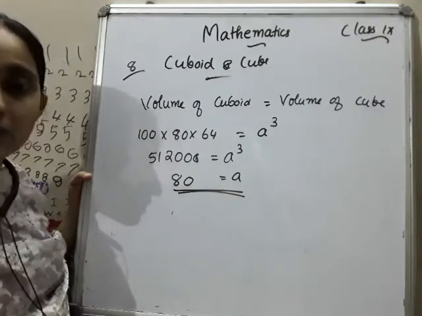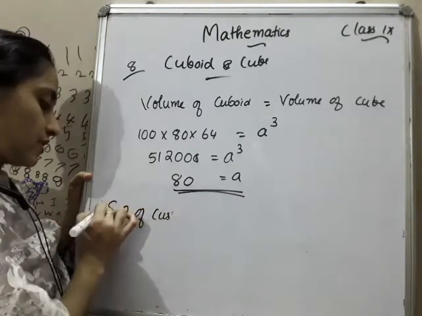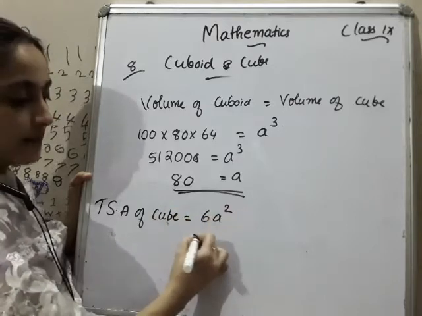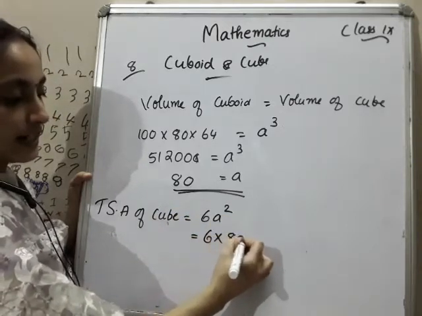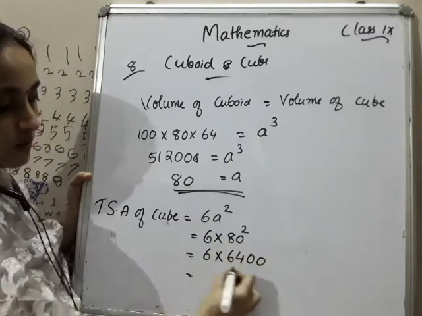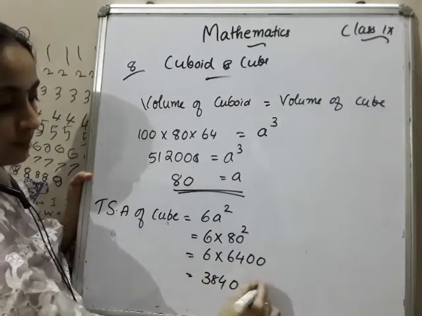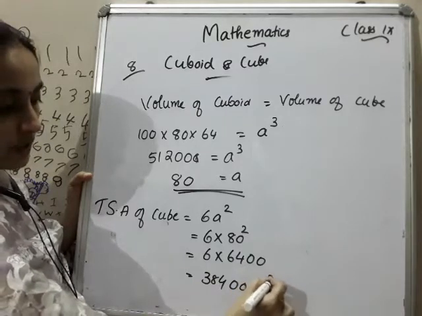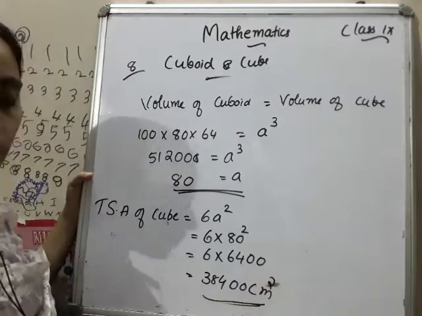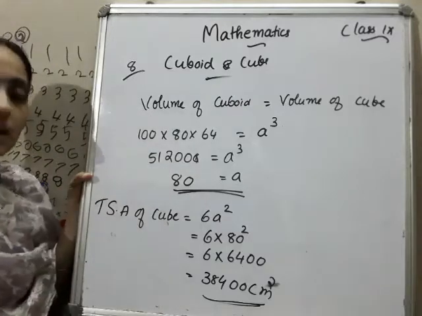But in our question, we want to find the surface area of the cube. Surface area of cube means total surface area of a cube. You already know the formula: 6A square. So 6 into A, that is 80 square. That is 6 into 6400, which is equal to 38400. The unit is centimeter square. So 38,400 centimeter square is our answer.